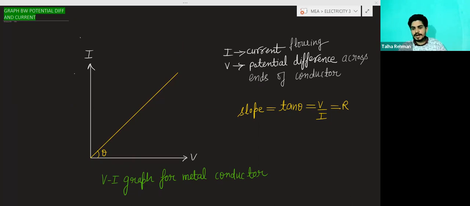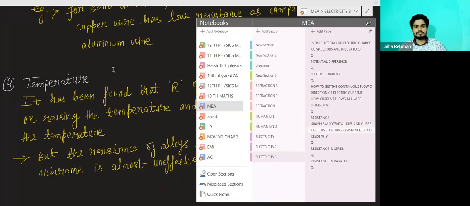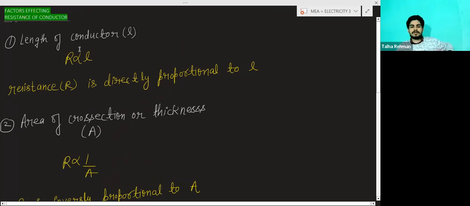So there are a few points that I have written. Length of the conductor. R, the resistance of the wire or conductor, is directly proportional to the length of the conductor. After that, second point, area of cross section or thickness. I told you what area of cross section is. Resistance is inversely proportional to the area of cross section, meaning if you increase the area of cross section, resistance will decrease.